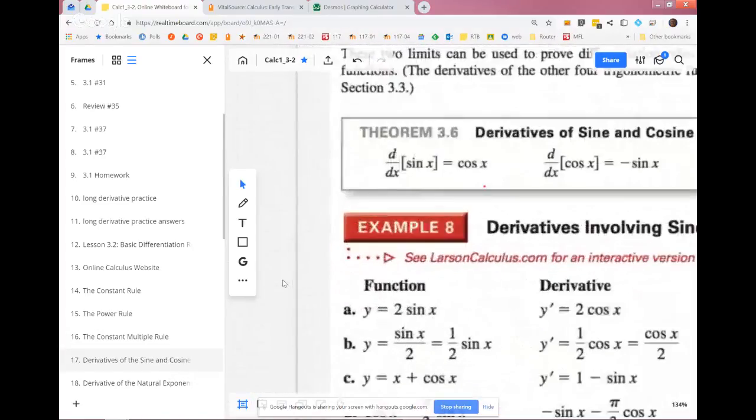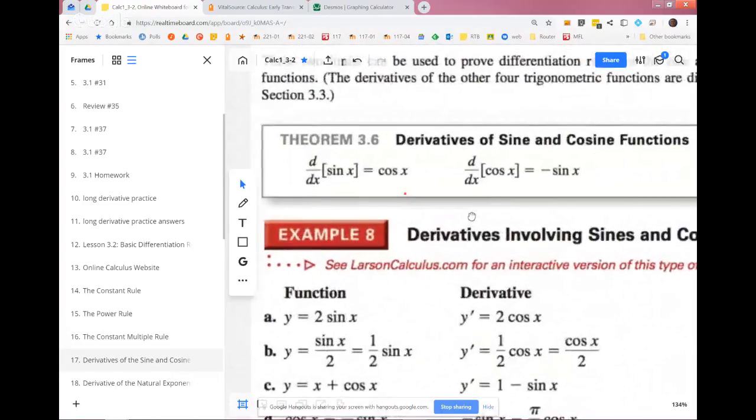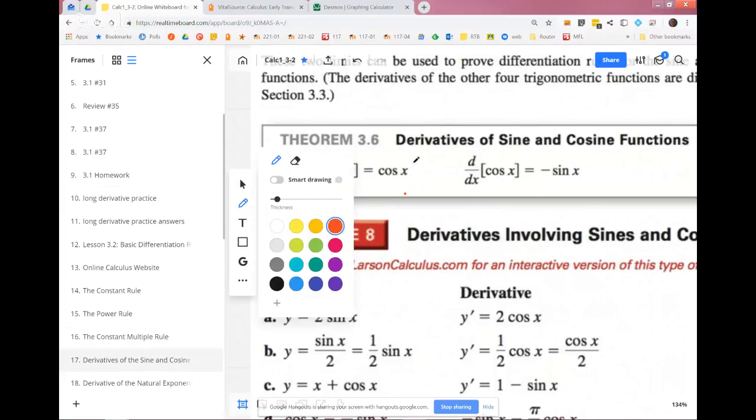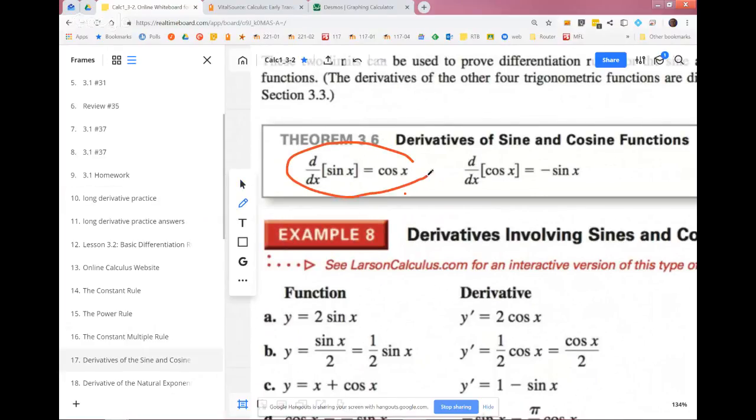Now, you know that we had a couple of limits we had to memorize for sine and cosine? Well, you need to memorize these two definitions too. The derivative of the sine is the cosine, and the derivative of the cosine is minus the sine. There's a proof in the book, but I'm not going to go through that right now. So those are pretty simple. You just have to know them. The derivative of the sine is the cosine. The derivative of the cosine is negative sine x.